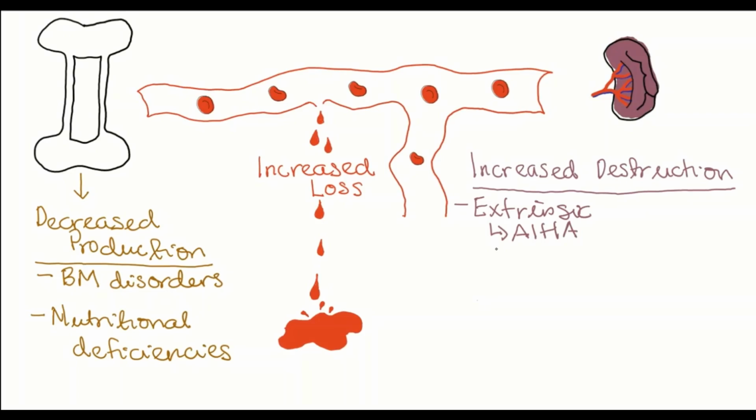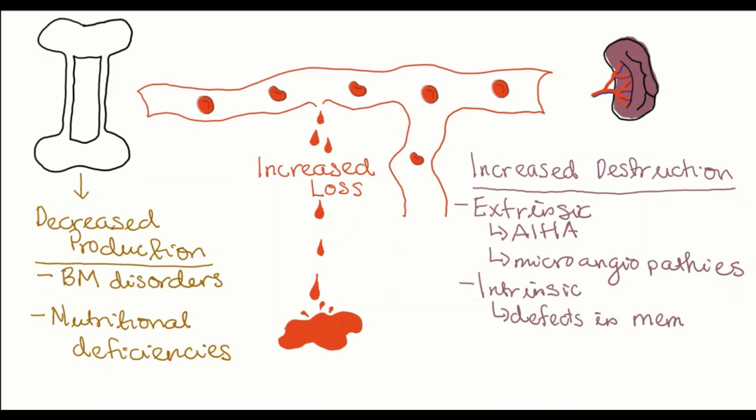And also another example is microangiopathies where there's formation of blood clots in small vessels and ultimately there's lysis of red cells. In fact, in the microangiopathies, the blood films show fragmented red cells called schistocytes, and they look like pieces of a broken plate. Red cell destruction can also be due to defects within the cell. These defects could be in the membrane structure, hemoglobin structure, or the red cell enzymes.